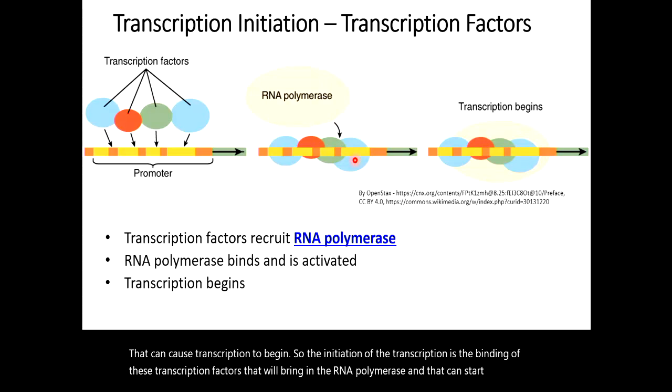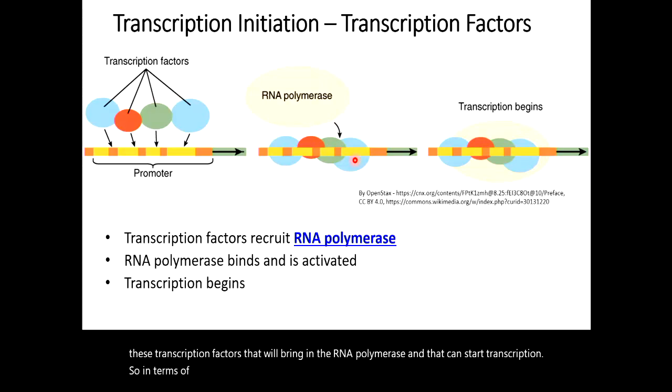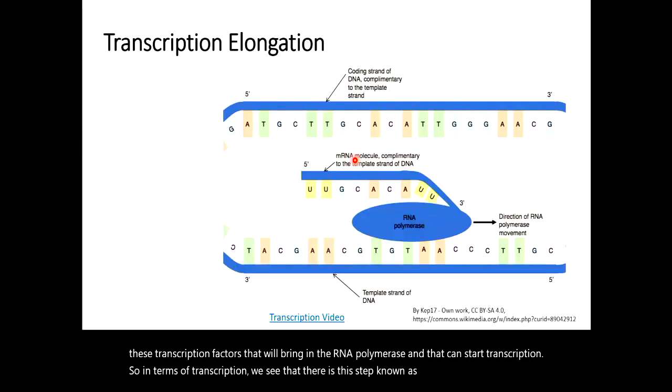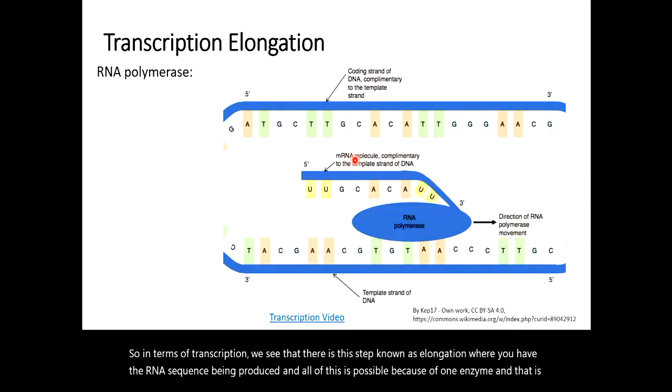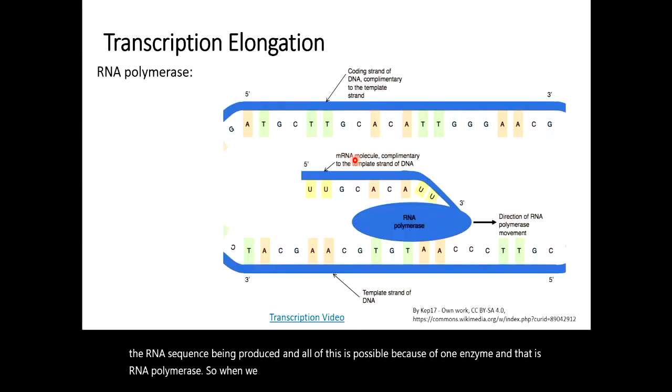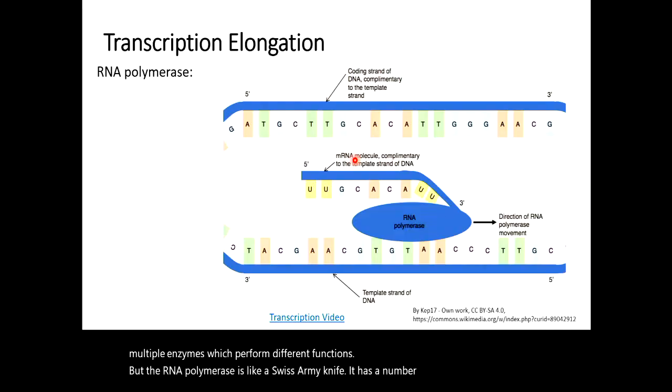In terms of transcription, there is a step known as elongation, where you have the RNA sequence being produced, and all of this is possible because of one enzyme, and that is RNA polymerase. When we talked about DNA replication yesterday, we saw that there are multiple enzymes which perform different functions, but the RNA polymerase is like a Swiss Army knife. It has a number of functions it can perform.